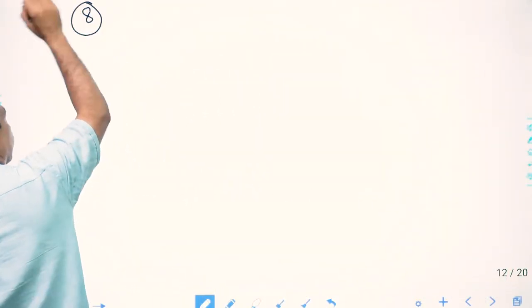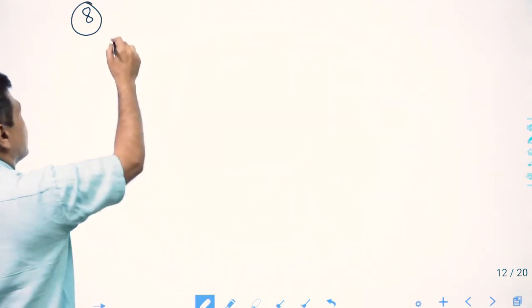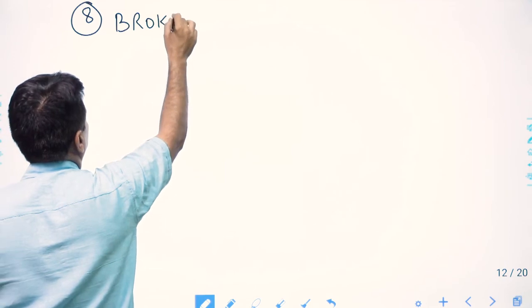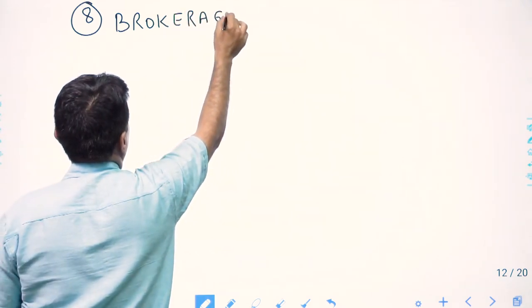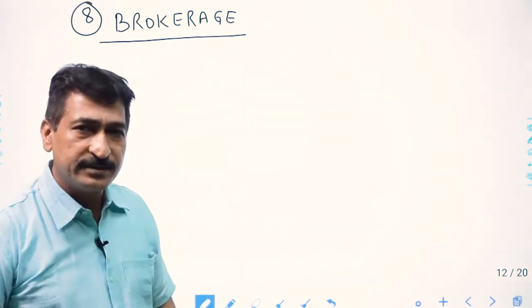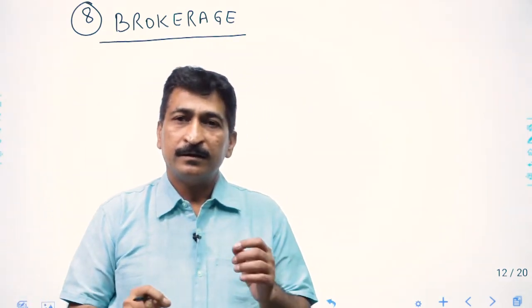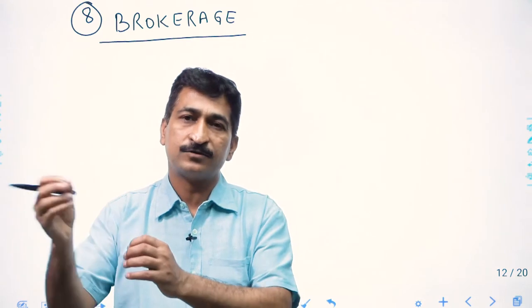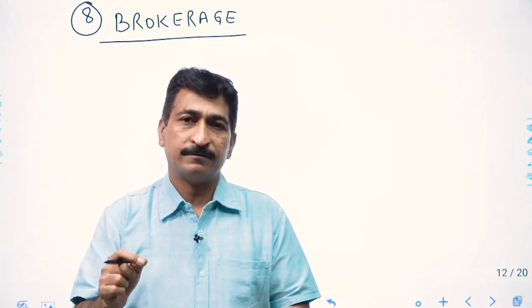Let us do the next type, the 8th type. Now this type is earning of brokerage. What is brokerage? Brokerage means: Ram took some money from Shyam at 10% and gave it to Hari at 12%. After 4 years, find out his total earning.